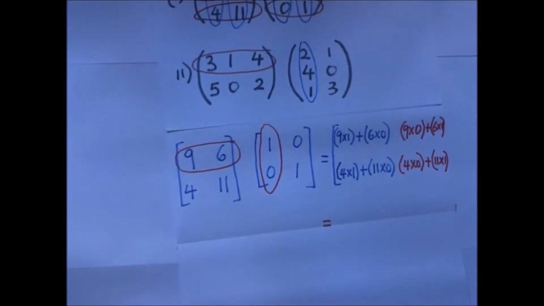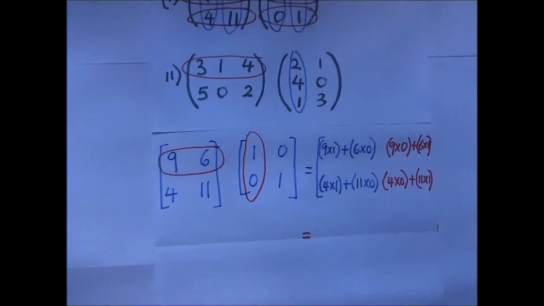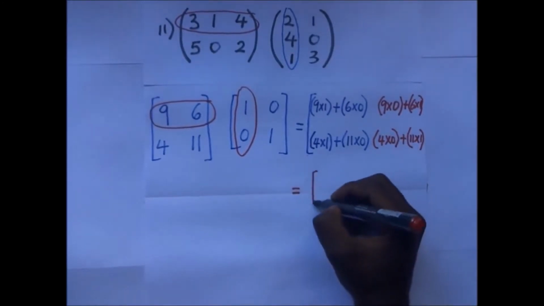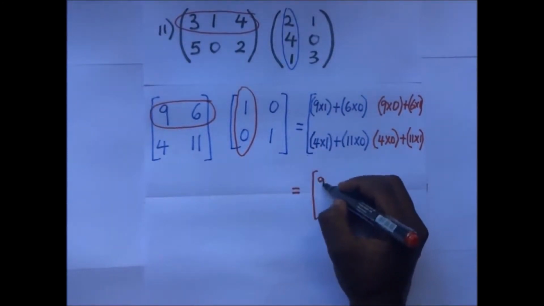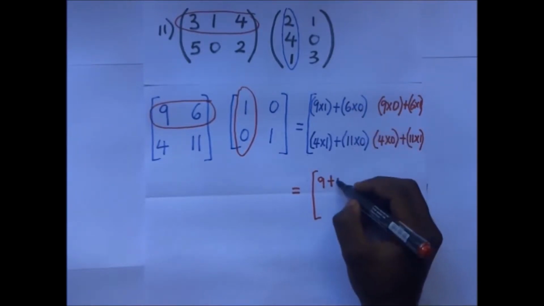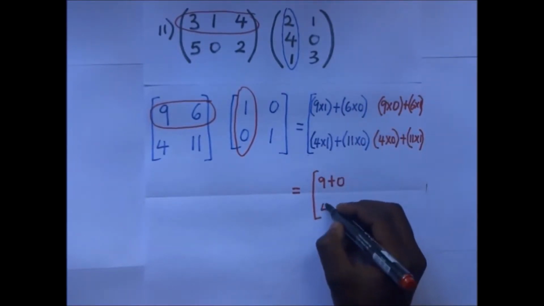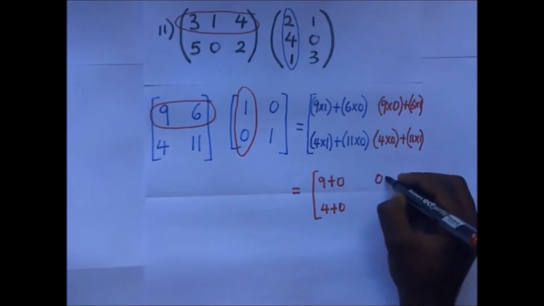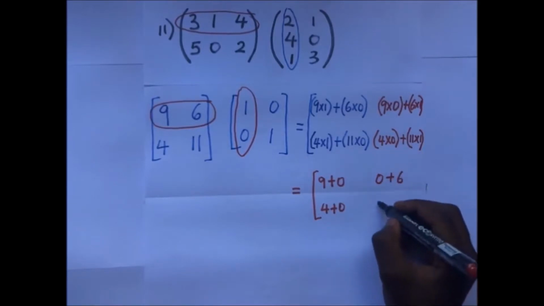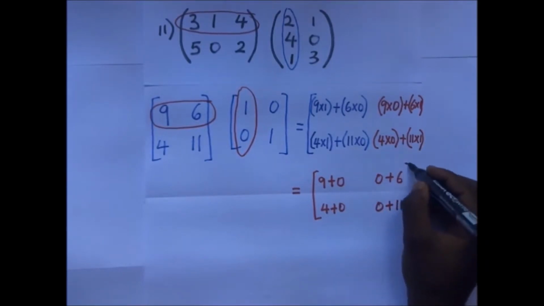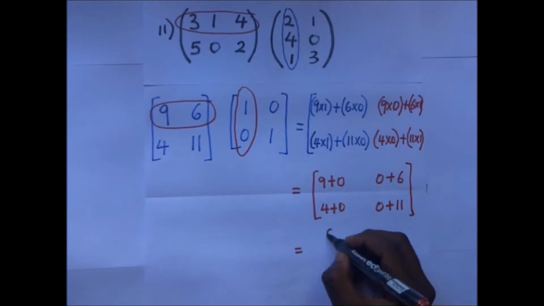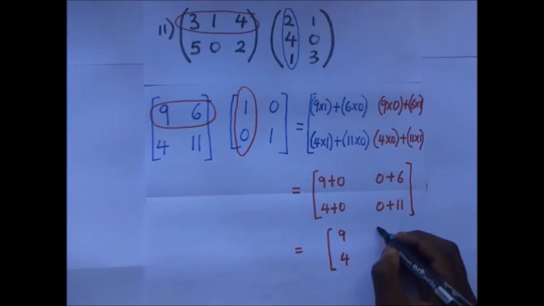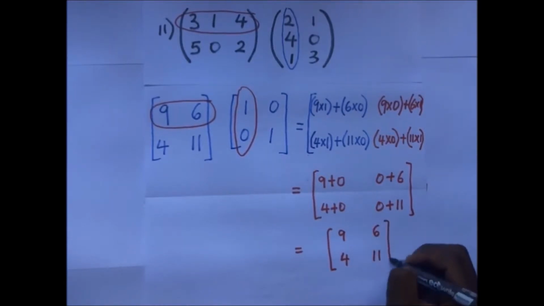Then after doing the row by column multiplication, we shall get our final answer. The rest is math. It's going to be 9 times 1, which is 9, plus 6 times 0, which is 0. Then down here it is 4 plus 0. Then up here is 0 plus 6. Then down here is 0 plus 11. And our final answer here will be 9, 4, 6, 11.